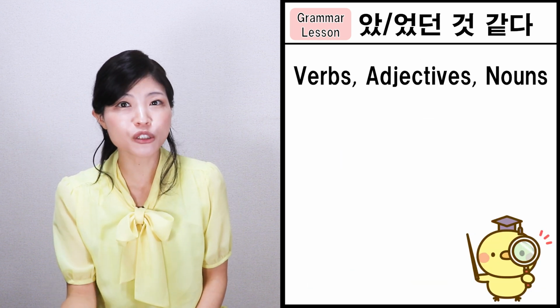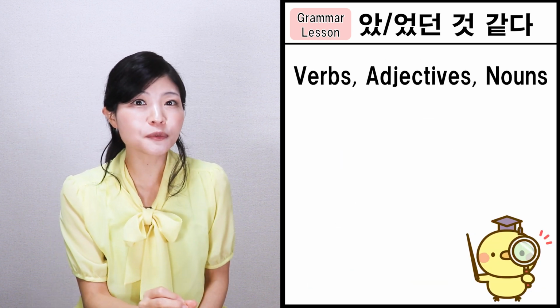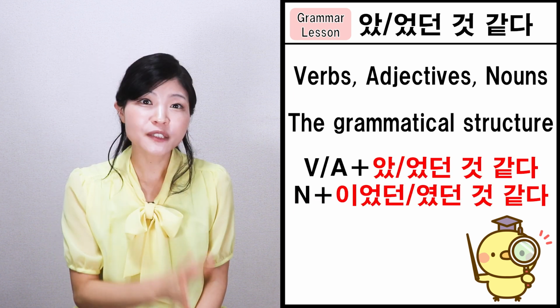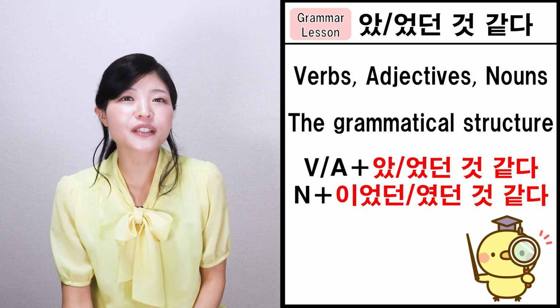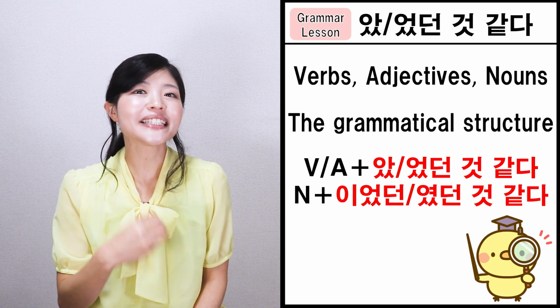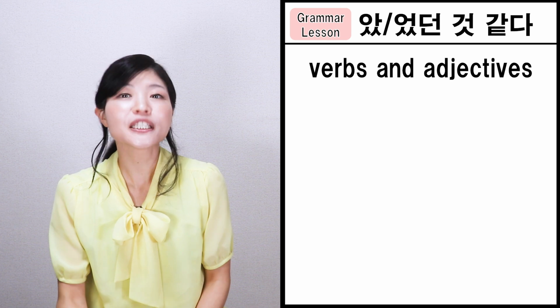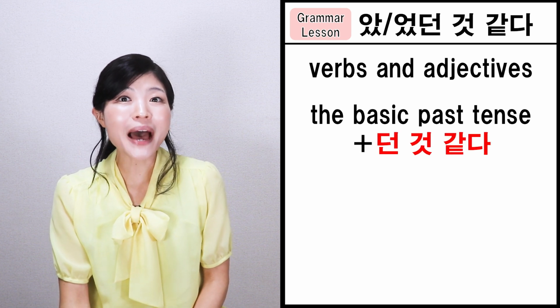You can apply this grammar with verbs, adjectives, and nouns. The grammatical structure will be like this. Verbs, adjectives plus 았/었던 것 같다. Noun plus 였던 것 같다. To conjugate verbs and adjectives, first, you make the basic past tense.